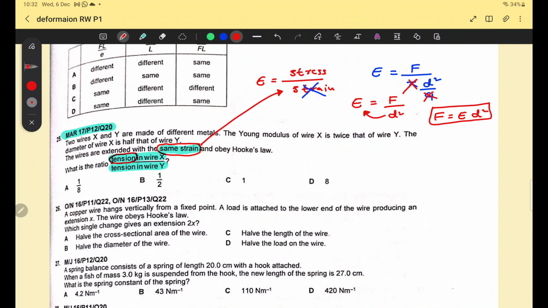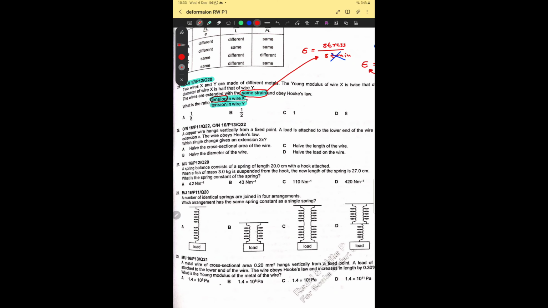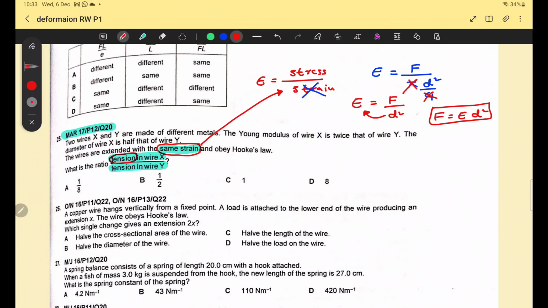So we have converted the equation of Young modulus into a very easy form, and the easy form is F equal to E d square. Hi beta Nandini, I have converted this equation into a very easy form. Is it clear, beta?